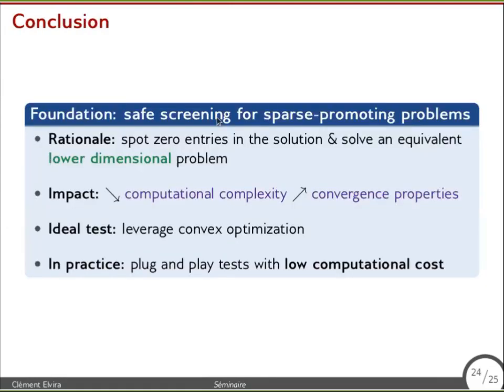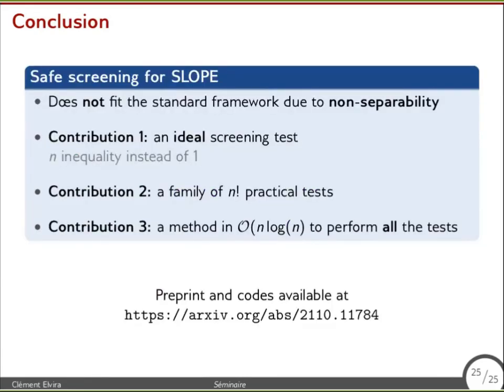To conclude, our method is grounded on the safe screening methodology for sparsity-promoting problems that has been proposed by El Ghaoui. The idea is, while solving an optimization problem, to spot zeros in the solution so that you can safely remove columns of the optimization problem, so that you reduce the computational cost and improve the convergence properties. And the idea is to provide a plug and play test that you can incorporate into any solver. This is what we have done here.